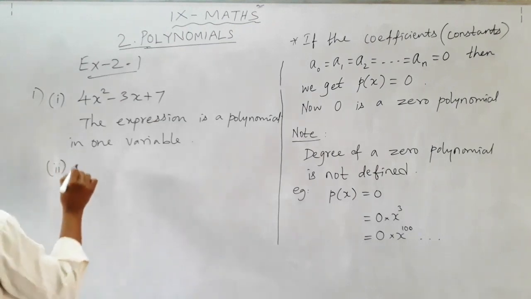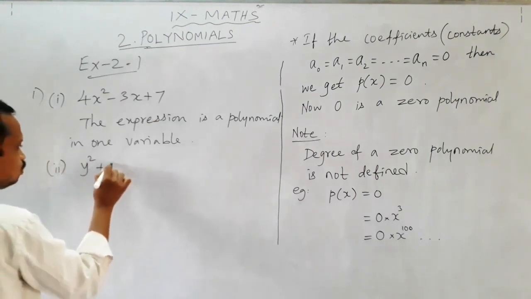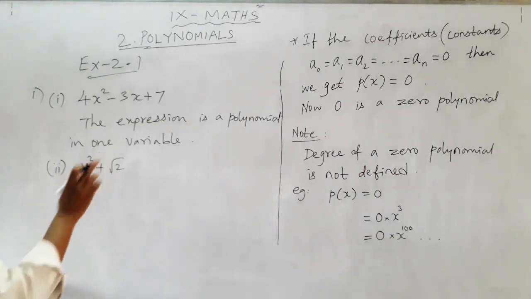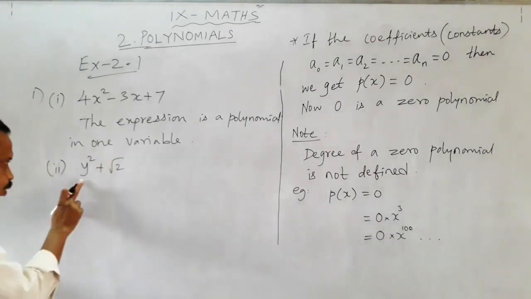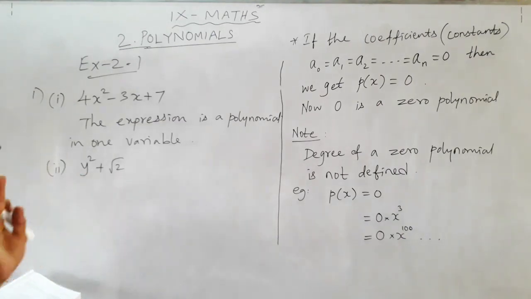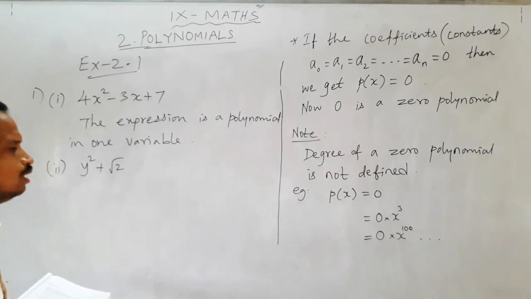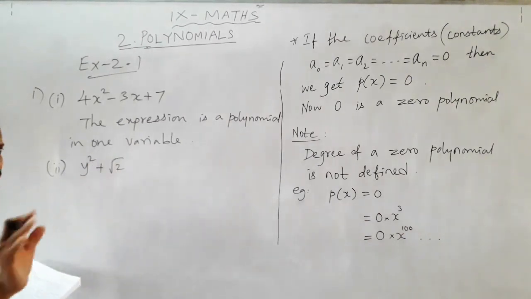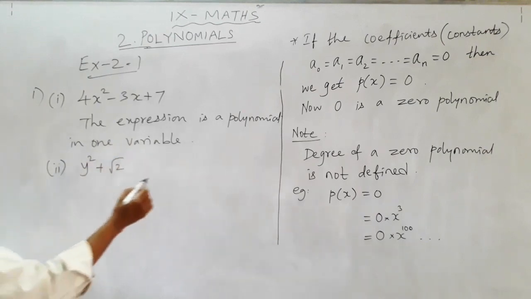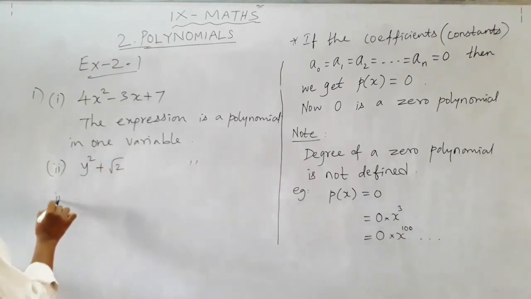Option 2. You see y square plus root 2. So this also has the same answer. The expression is a polynomial in one variable. You see y is the variable used here. Y square plus root 2. Root 2 is also a constant. Even though it is coming in root, it is a number only, so root 2 is a constant. So the same answer you have to write here.